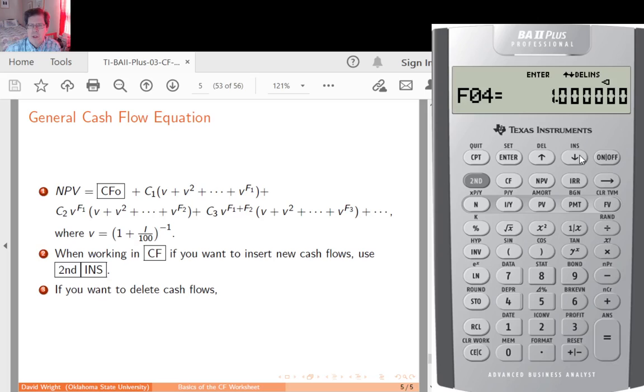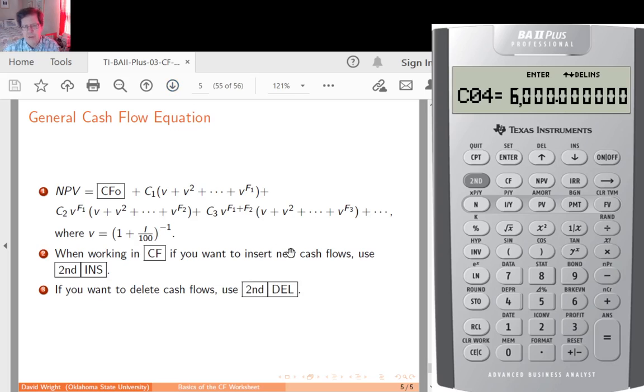Okay, and now you can see that the 6,000 has been pushed off to C5, and it still has F5 equal to 3, and the 3,000 is in the middle, and the 2,000 is before it. So that's what the insert button does. If I want to delete that 3,000, I go to it and I say second delete, and there it is. And that's how you can adjust your cash flow.